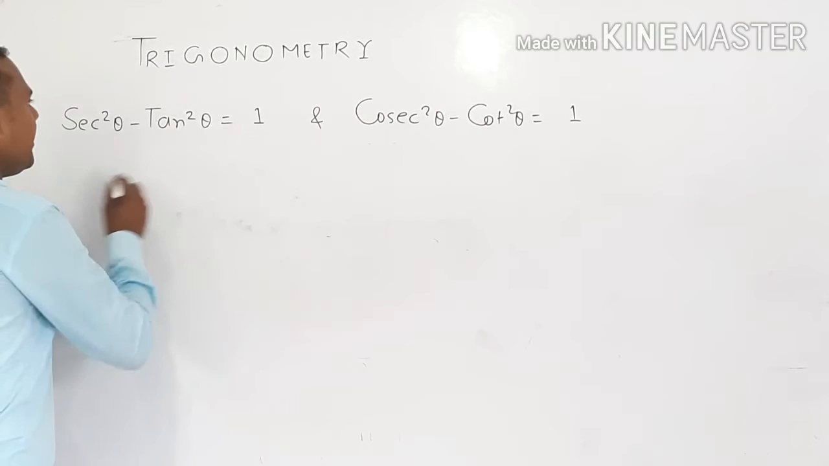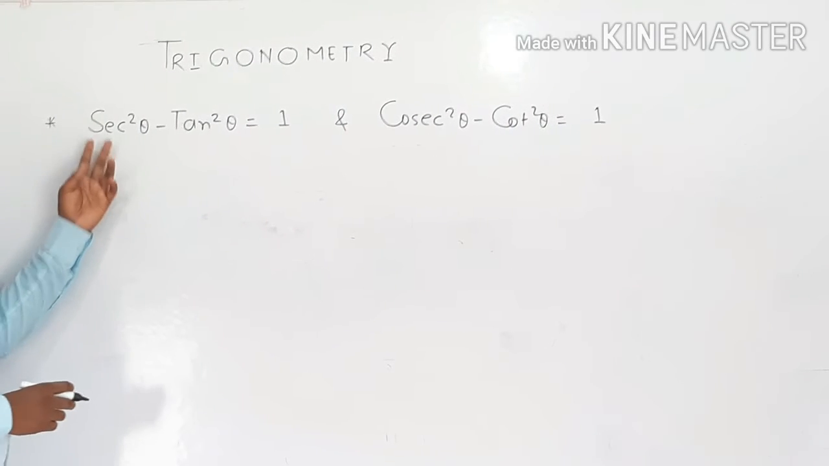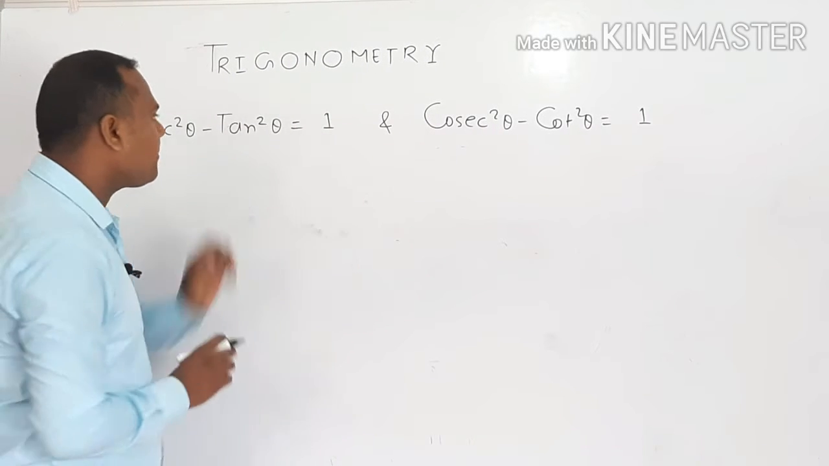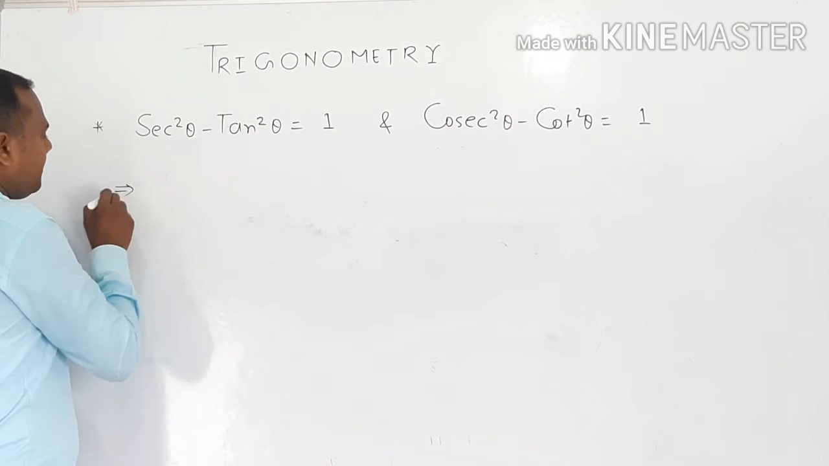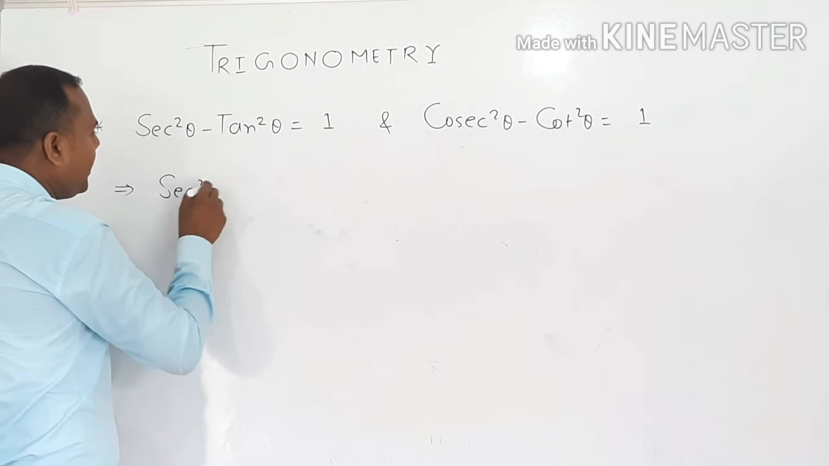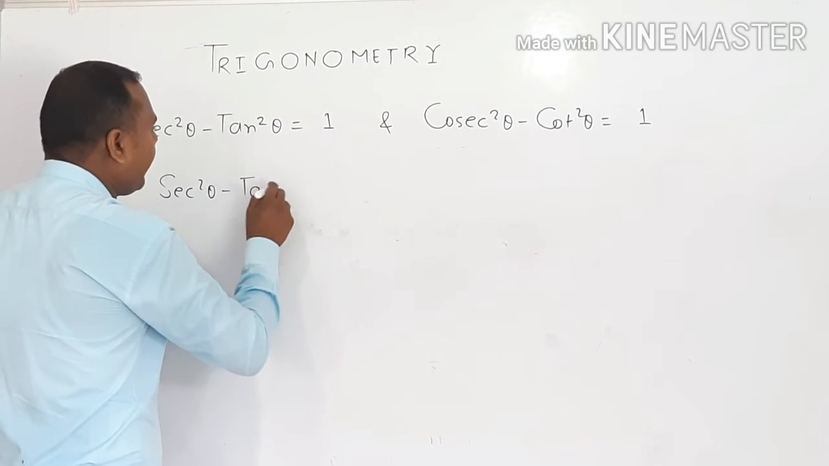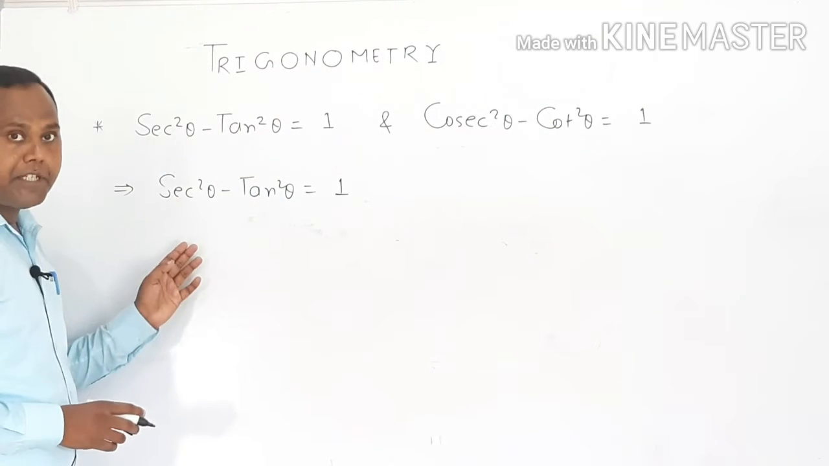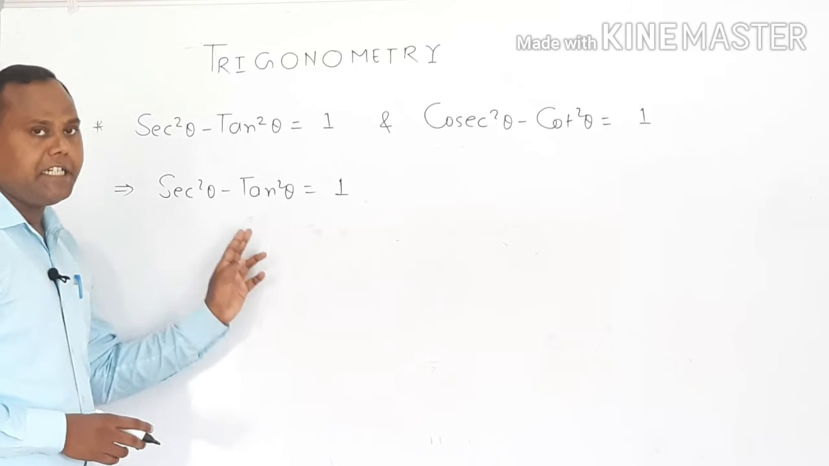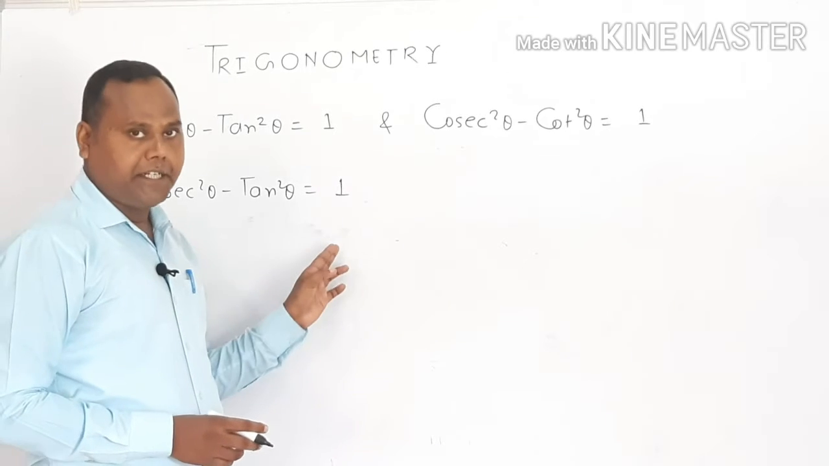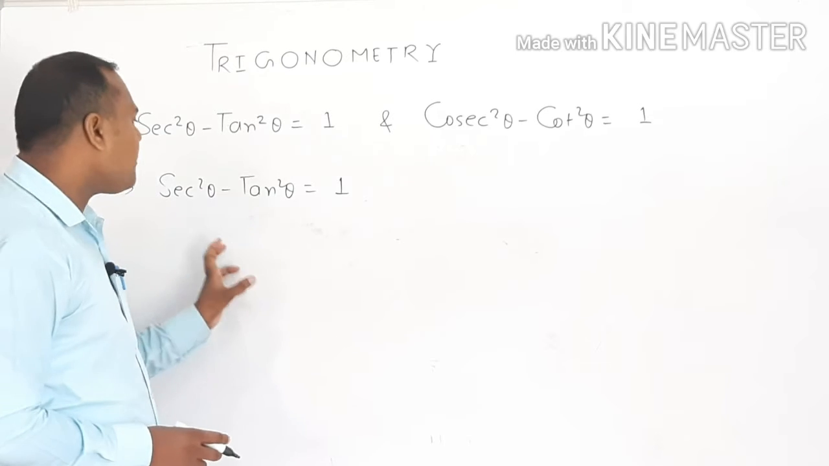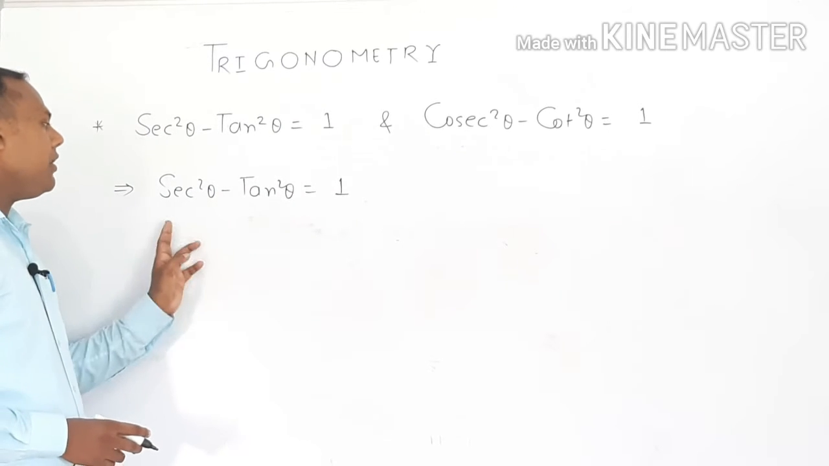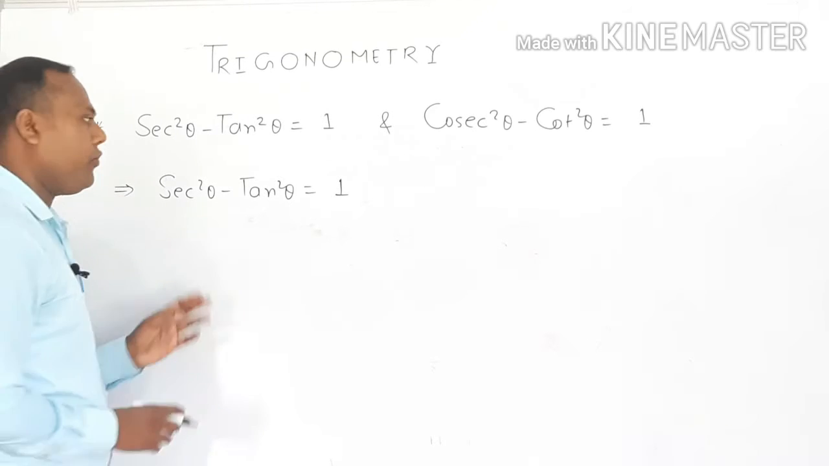The first concept: we have already studied that sec square of theta minus tan square of theta will be equal to 1. We already know that. But sometimes in trigonometrical identities, some problems are different. So we have to put negativity, an alternative way to prove the identities. So let us discuss.